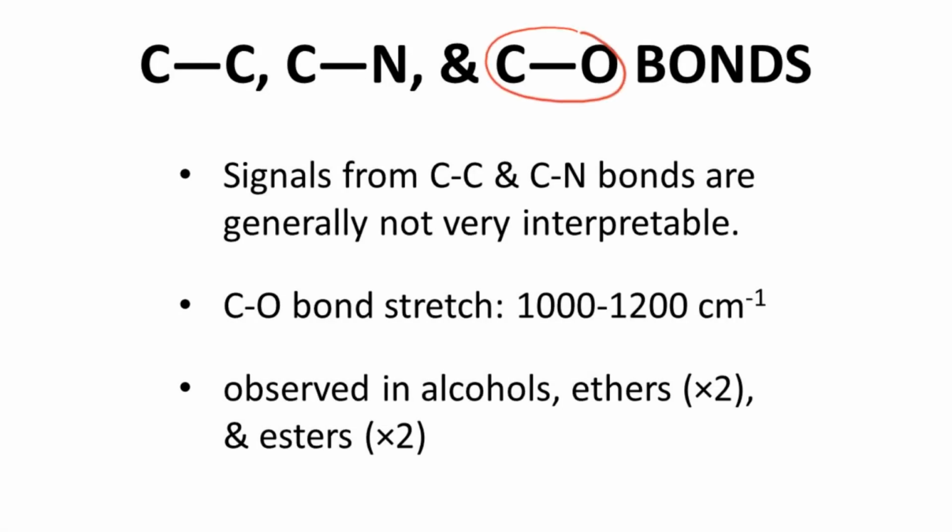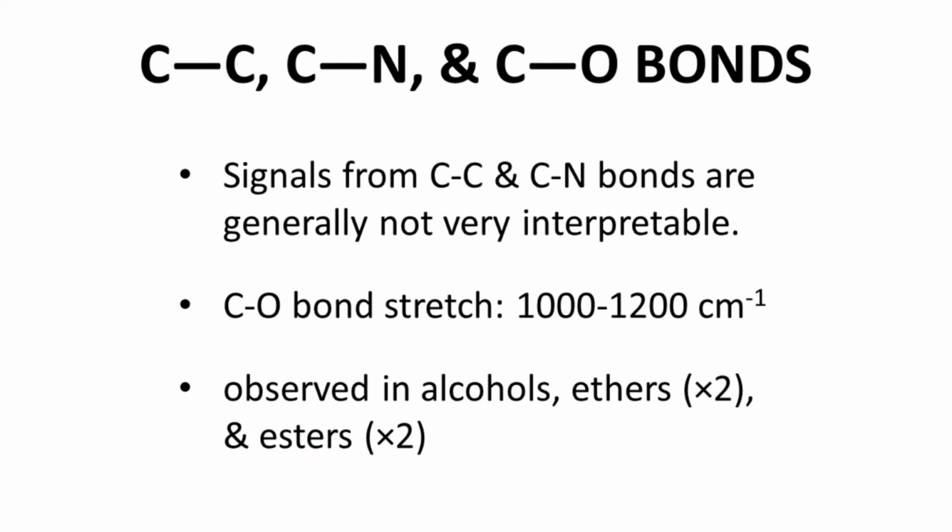How about CO, CN, and CC bonds? The signals from CN and CC bonds are actually not very useful for interpretation. They tend to be in areas of other signals and rather weak. CO bonds, on the other hand, are often strong enough to appear clearly at around 1,200 wave numbers down to about 1,000. CO bonds are seen in alcohols, ethers, often two signals, and esters, often two signals.